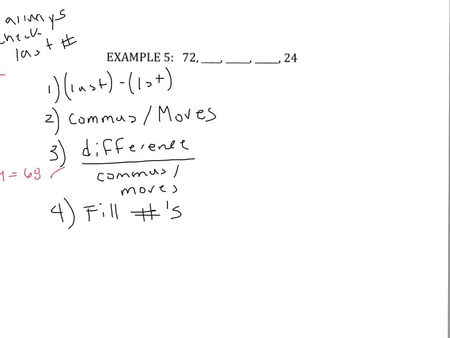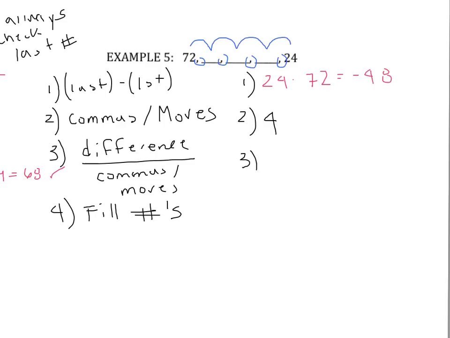Alright, so you should have done last minus first. Our first step should have been 24 minus 72, which gives us negative 48. Next, we should have counted the number of commas or moves. So I had 1, 2, 3, 4 commas, or you could have counted the number of moves. 1, 2, 3, 4. Either way would work.